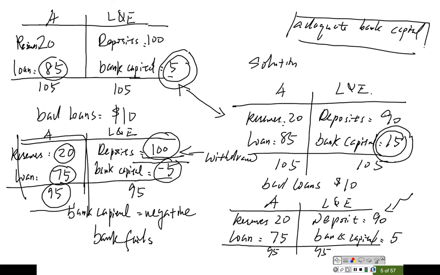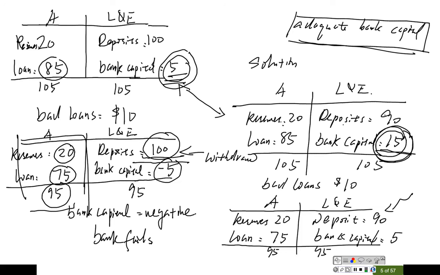In the future, if you become a banker, when you manage your bank, that's one of the things you need to pay close attention to. If you keep enough bank capital, like in the second case here, $15, even after a decline in the value of loans by a certain amount, $10, your bank can still survive. But if you keep your bank capital at only $5, like the first case, a $10 decline in the value of the loans will lead to the failure of your bank.